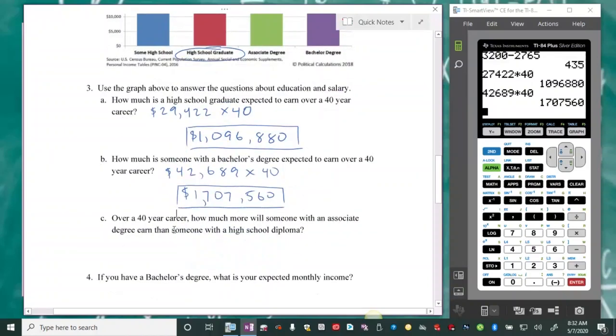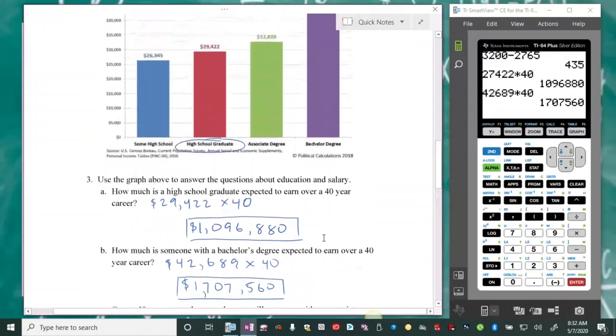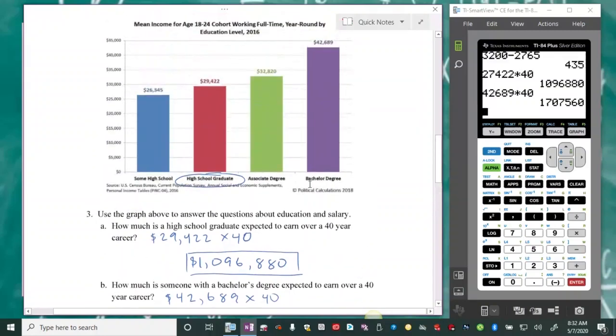Part C, over the 40-year career, how much will someone with an associate's degree, and we haven't done that one yet, earn compared with somebody with a high school diploma? So let's go ahead and do the associate degree first. So we want to take that number and multiply it by 40. So the associate's degree is the 32,820.